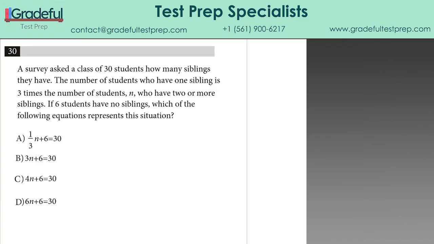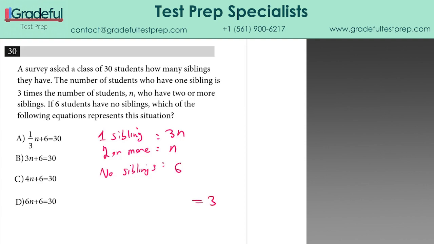On question number 30, we just need to stay well organized regarding the different things they're talking about. So they're talking about students who have one sibling, students who have two or more siblings, and students who have no siblings. So we're hearing that the students who have one sibling is 3 times the number of students, n, who have 2 or more. So the students who have 2 or more is n, the students with 1 is 3 times that. And no siblings is 6.